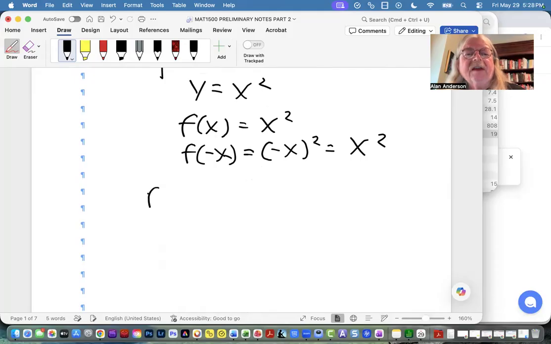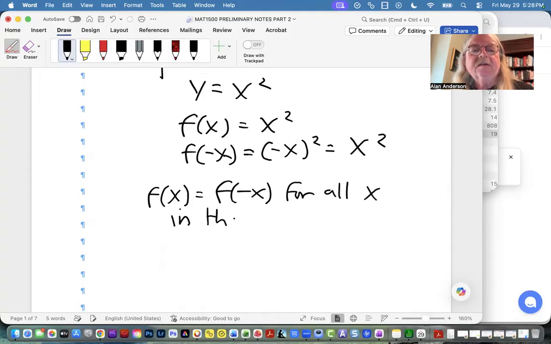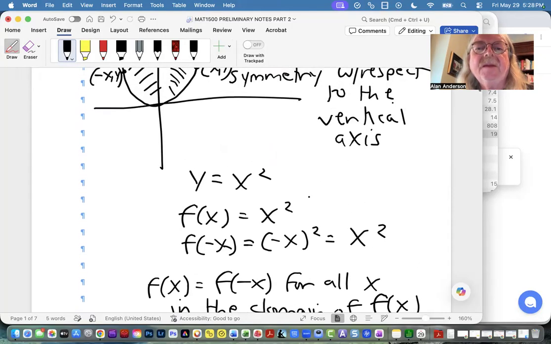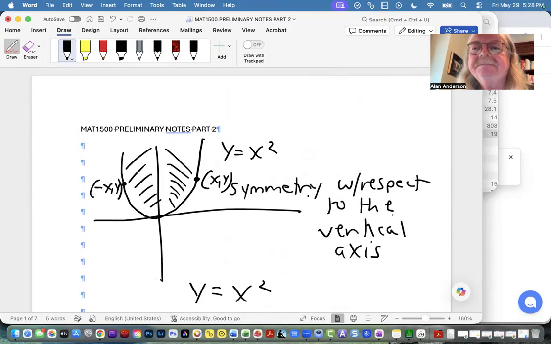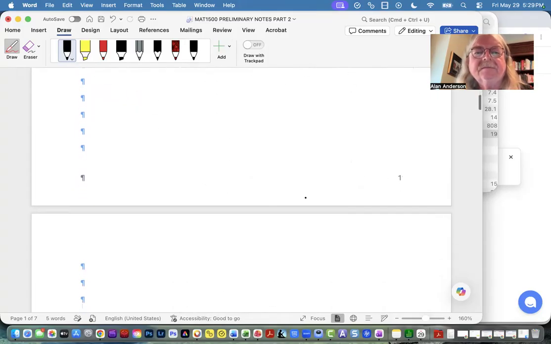So in other words, f of x equals f of negative x, and not just for a few cases, for every case, for all x in the domain of f of x. And that's all you need to prove that this function is symmetrical with respect to the vertical axis. Okay. So now what about symmetry with respect to the horizontal axis?